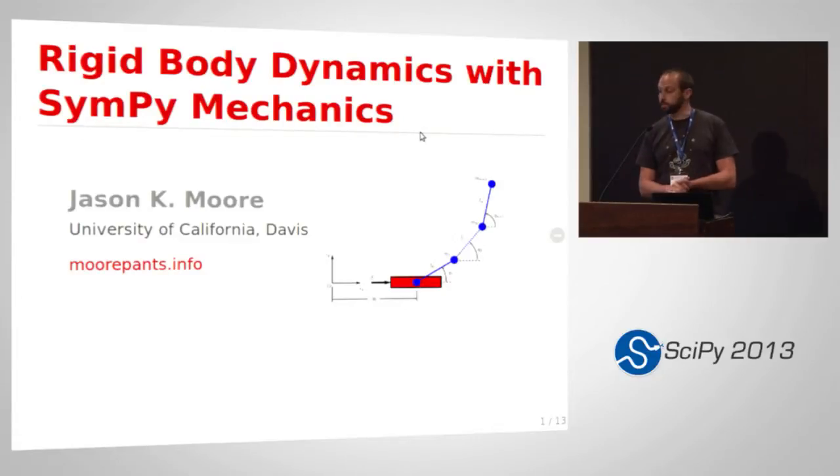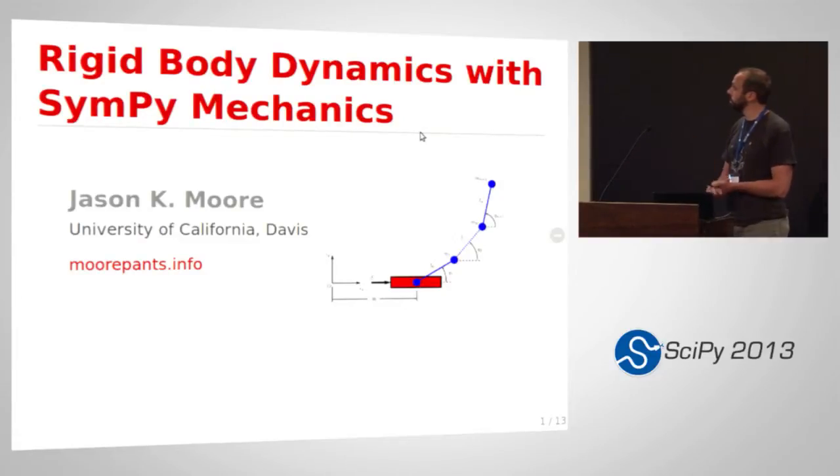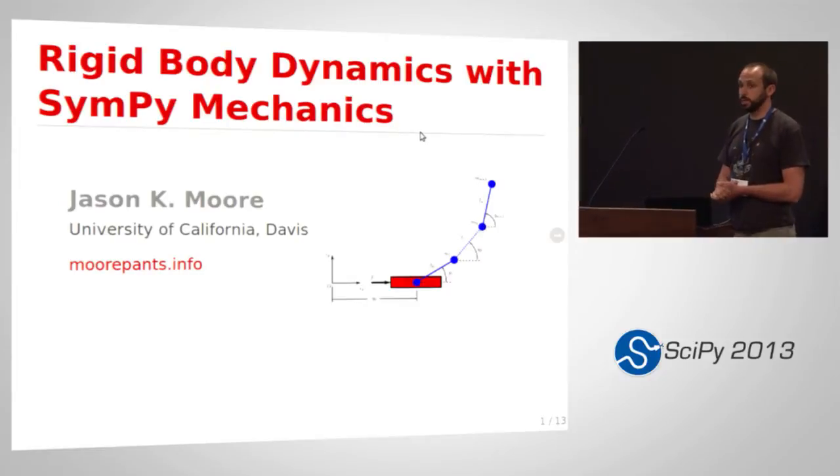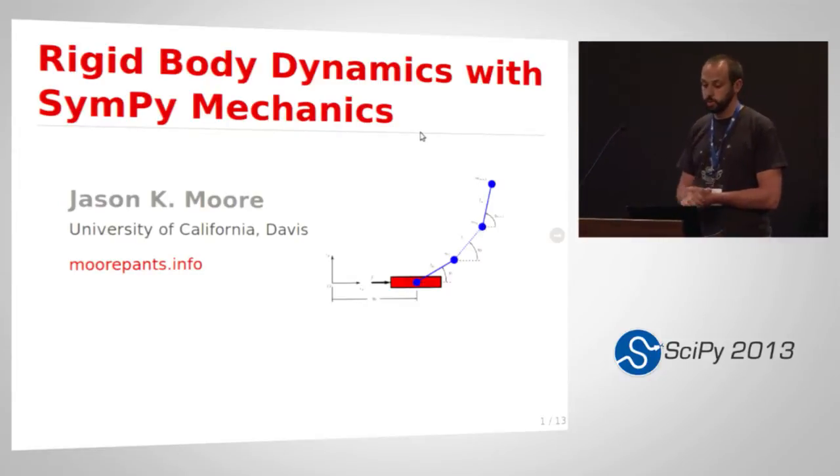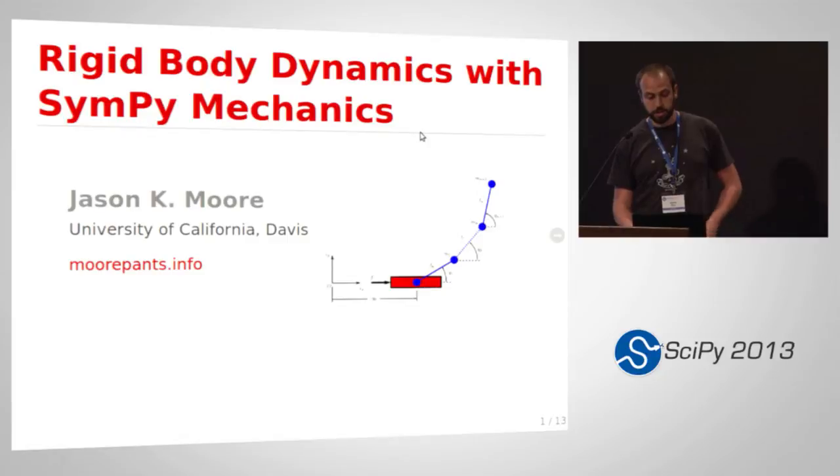Welcome. Thanks for coming to my talk. Like you said, I'm from UC Davis. I'm a mechanical engineer and more specifically a dynamicist and control engineer. And we work a lot with modeling the macro world with rigid body mechanics. I'm going to talk about some software we've developed, in particular in SymPy, to come up with equations of motion for rigid body systems.